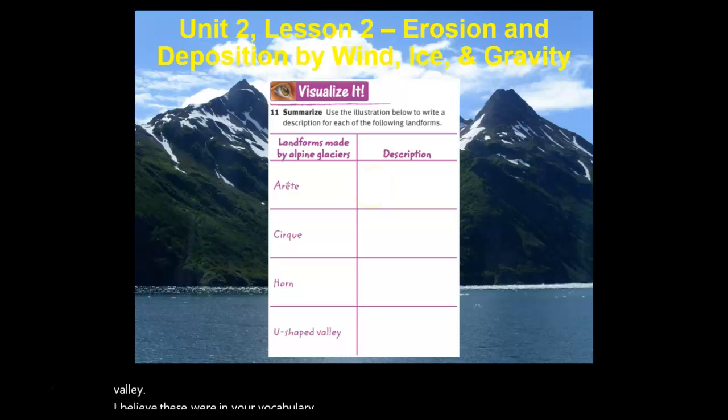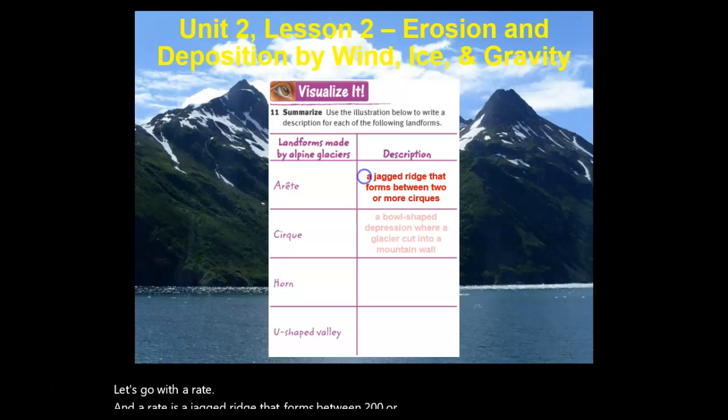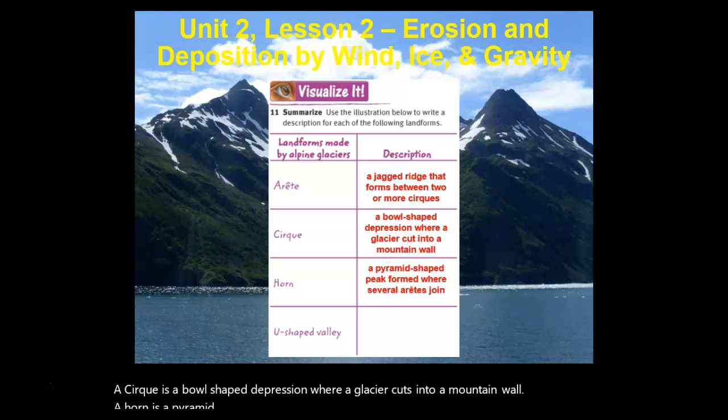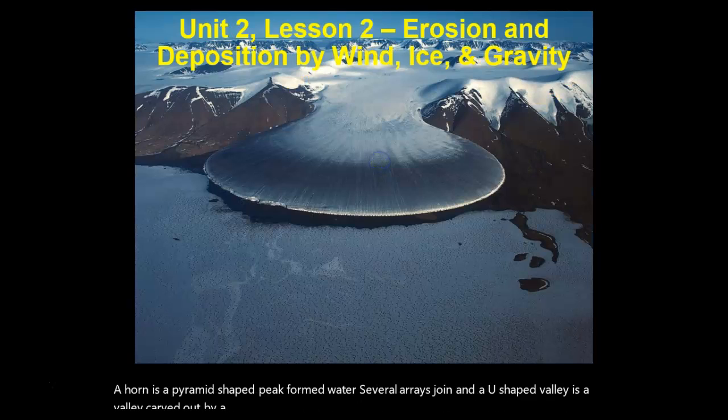Let's go with arête. An arête is a jagged ridge that forms between two or more cirques. A cirque is a bowl-shaped depression where a glacier cuts into a mountain wall. A horn is a pyramid-shaped peak formed where several arêtes join. And a U-shaped valley is a valley carved out by a glacier.